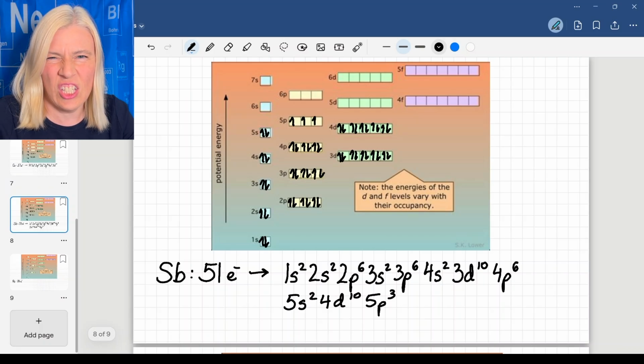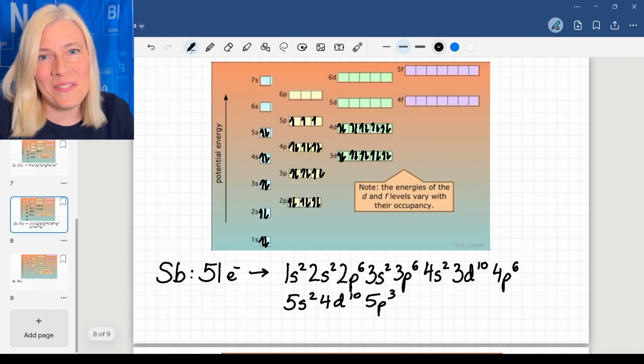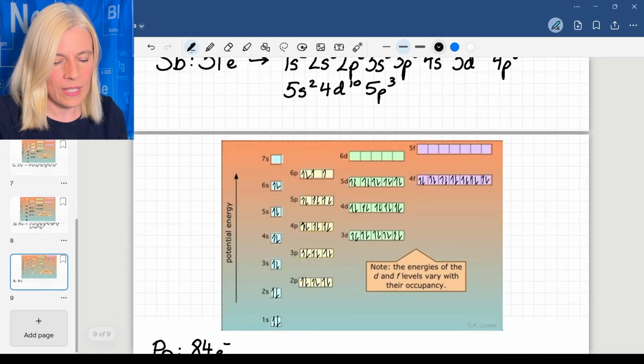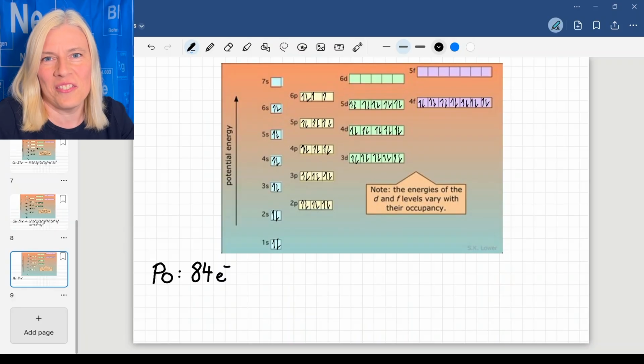So, is there a cheat sheet? There is a cheat sheet, but I'm not giving you the answer yet. That will be in the next video. However, before we go there, let's do one more challenge. Are you ready for one more challenging one? Let's go to polonium. 84 electrons.